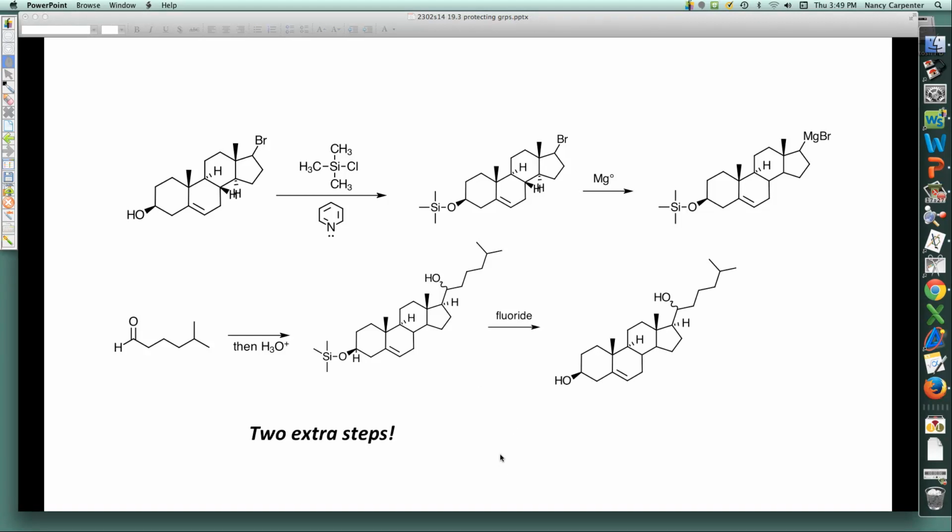As I said before, the bad news is it takes 2 extra steps. So if you start looking at yield calculations, if this yield was 85%, this 90%, this addition of the aldehyde 98%, and then deprotection comes in at 75%, wow, look at what it does to your overall yield. It drops all the way down to 56%, which is kind of a drag.